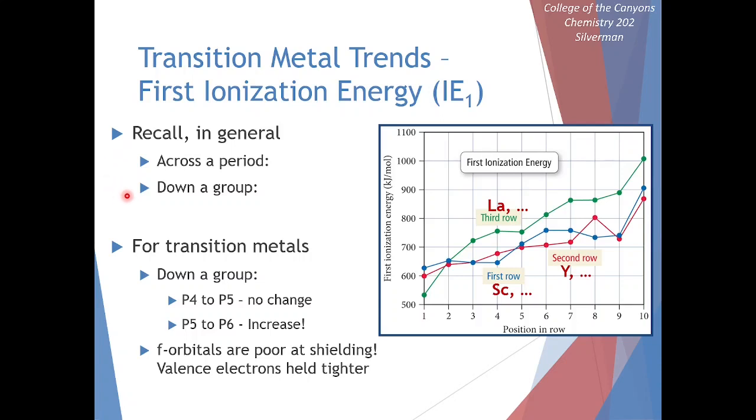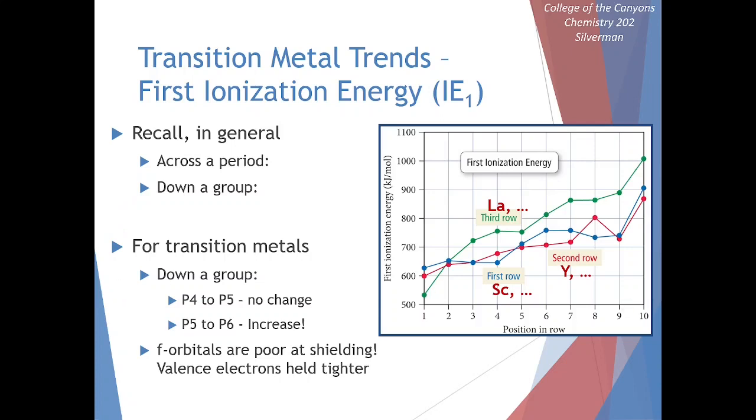When we go down a group, our electrons are in orbitals with a higher principal quantum number. Those electrons are in a higher energy state. They are further from the nucleus. They are going to be, in general, easier to remove. Our ionization energy should decrease as we go down a group. That is the trend when we have predictable elements, main group elements. Let's look at what happens for our transition metals.